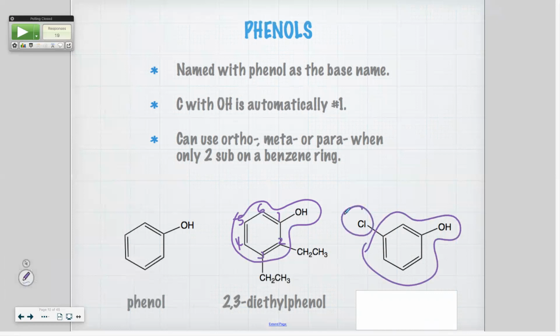A chlorine. That is referred to as a chloro, right? Everyone remember that? Bromo, chloro, fluoro, iodo.